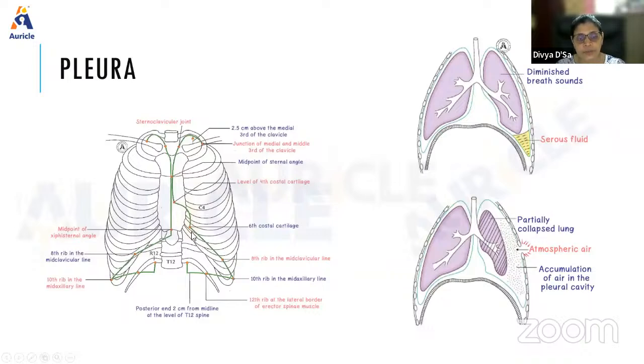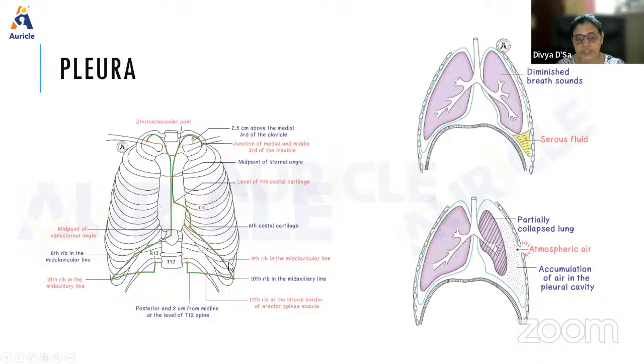Then for the diaphragmatic pleura, from this point, the sixth costal cartilage, we mark in the mid-clavicular line. In the mid-clavicular line, we mark a point on the 8th rib, and on the 10th rib we mark in the mid-axillary line.